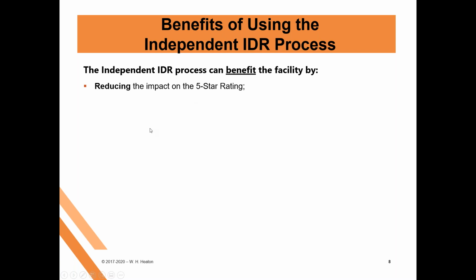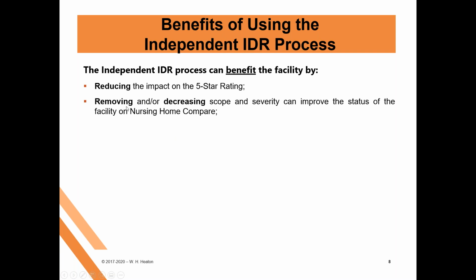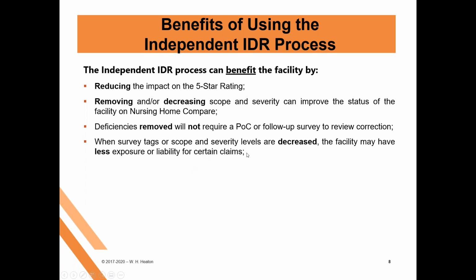It reduces the impact on the 5-star rating. That's very important to you. Removing or decreasing a scope and severity can improve the status of the facility on Nursing Home Compare. Your financial institutions, your insurance carriers, other people look at your Nursing Home Compare rating. Financial institutions look at your complaint history, especially the complaint history. So that information is very critical, and having that removed certainly helps in that process. Deficiencies removed will not require a plan of correction or a follow-up. When survey tags or scope and severity levels are decreased, the facility may have less exposure or liability for certain claims, and that's always good.